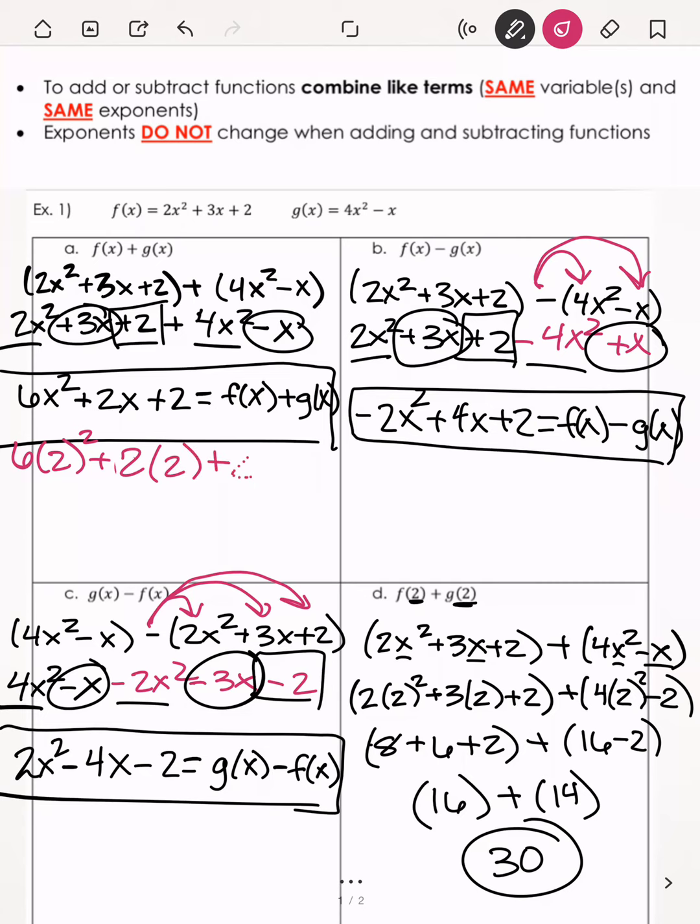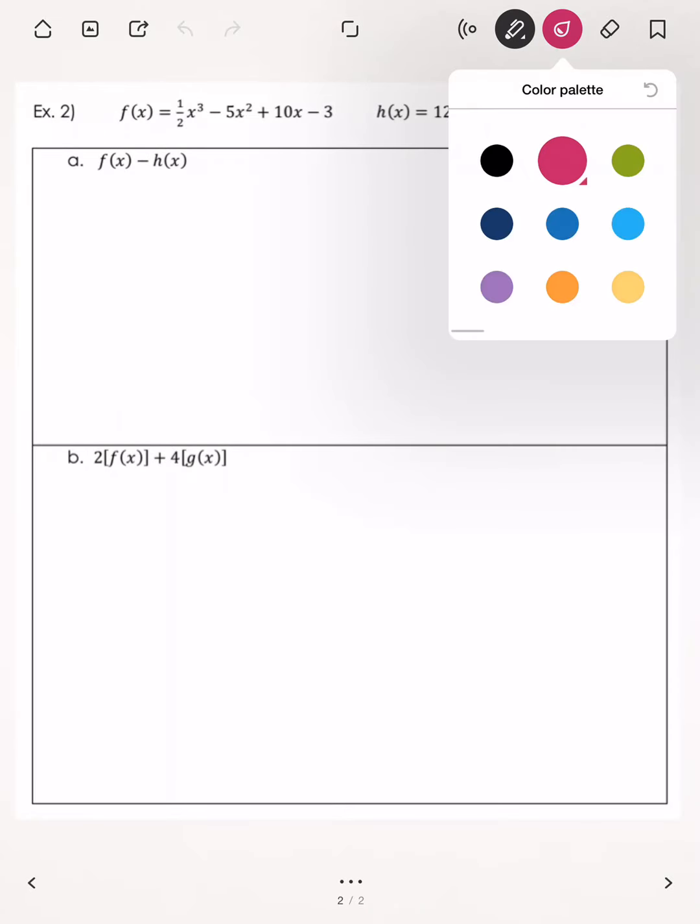So again, order of operations tells me I do 2 squared, which is 4. 4 times 6 is 24. 2 times 2 is 4 plus 2. So 24 plus 4 is 28 plus 2 is 30. So if you wanted to plug it in and then add them, or add the 2 functions, then plug in the 2, you get the same answer. Okay, so moving on to our next examples.